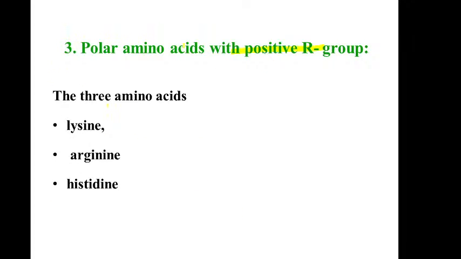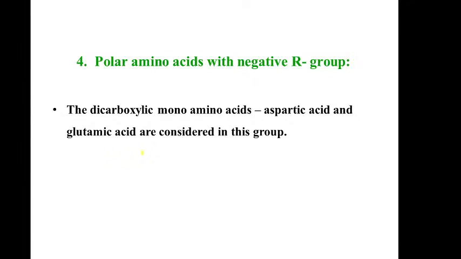After it we have polar amino acids with positive R group. We have lysine, arginine and histidine. Then polar amino acids with negative R group. The dicarboxylic monoamino acids, aspartic acid and glutamic acid, are considered in this group.